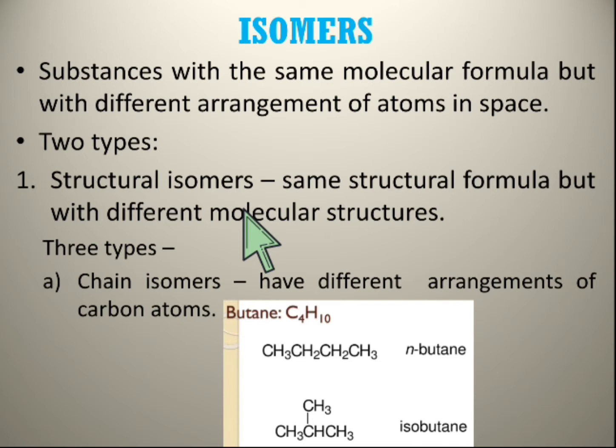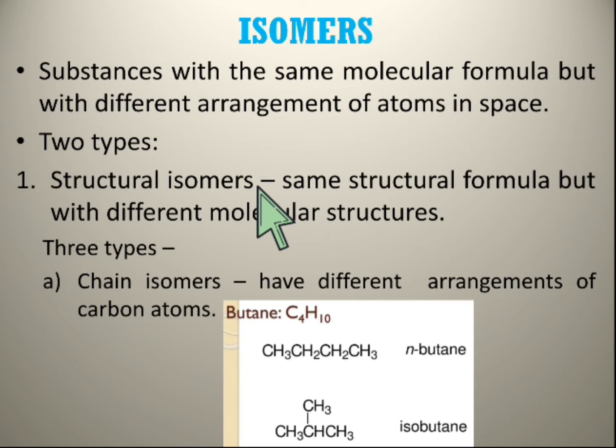If we talk about the first one, the structural isomers, why are they referred to as structural isomers? Because they differ in their molecular structures. That means their molecular structures are different. In this category, that is structural isomers, we have chain isomers, positional isomers and functional isomers. All these three fall under structural isomers.